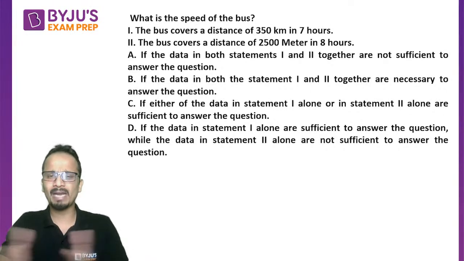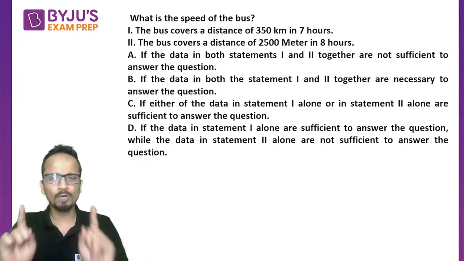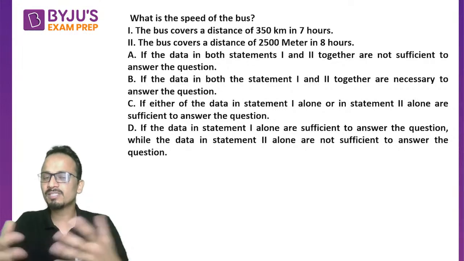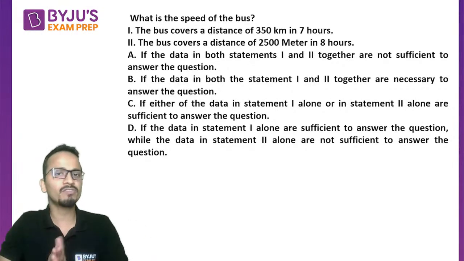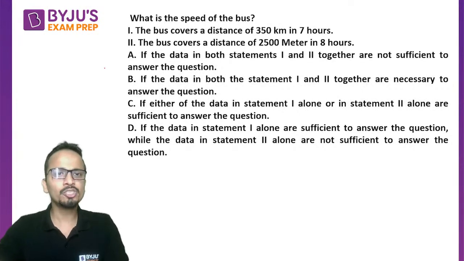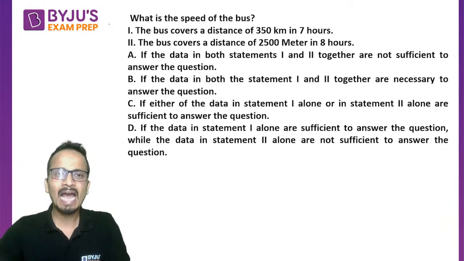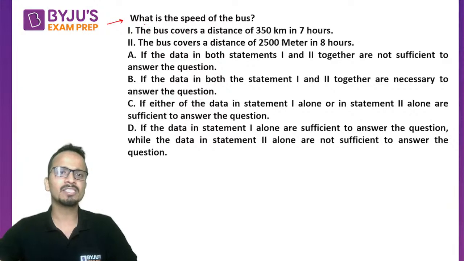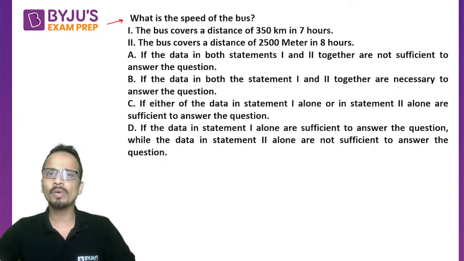So those who know the pattern of these questions, I'll first of all, with this first question, try to explain the pattern, the algorithm, the steps that we should be using to solve the questions of data sufficiency. First of all, the format of this question. In these questions, at the beginning, they will ask you a certain question. Like here, they're asking you, what is the speed of the bus? So they'll ask you a question.